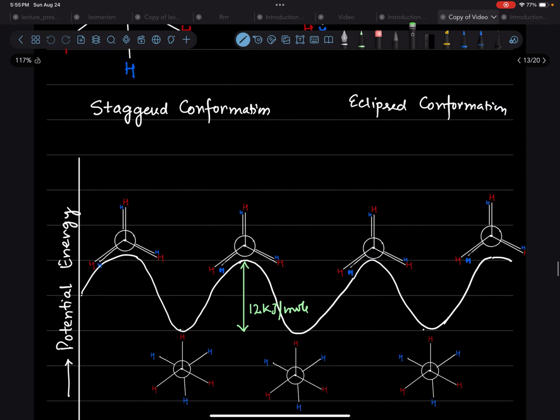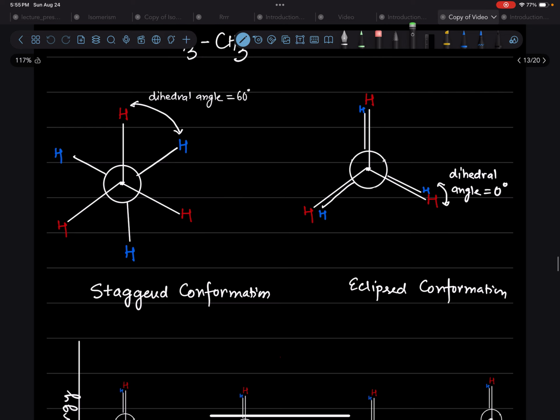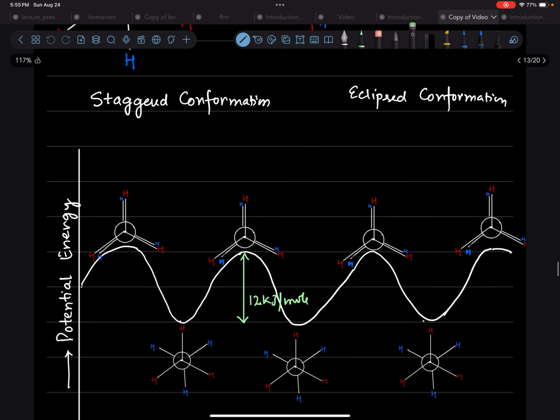The energy of the eclipsed conformation is higher than the staggered one. Why? Because in the eclipsed conformation there are hydrogens which are quite close to each other, so their electron clouds start repelling each other because of the similarity of charge, right? So the energy of the eclipsed conformation is higher.